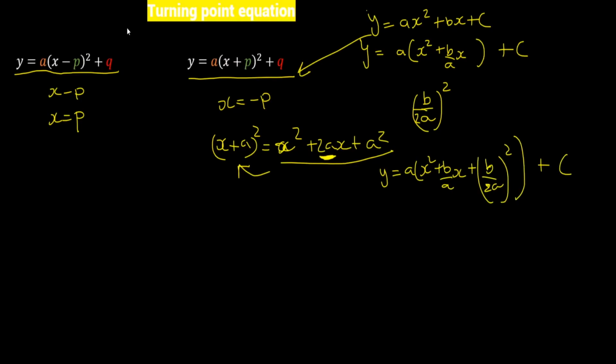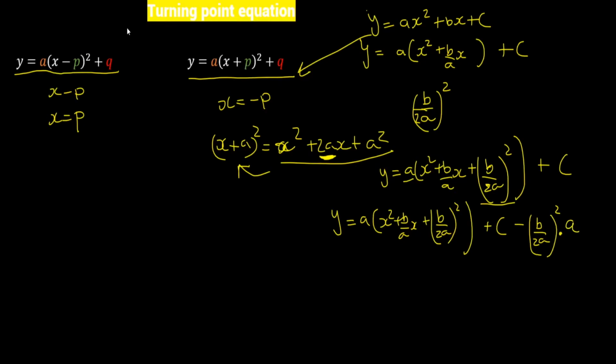In this case, I want you to note that we added a new term here. This is no longer equal to the original equation we had. So whatever we added, we're going to have to subtract. But we didn't just add b over 2a squared; this is multiplied by a. So we're going to have to subtract this multiplied by a. So we have that.